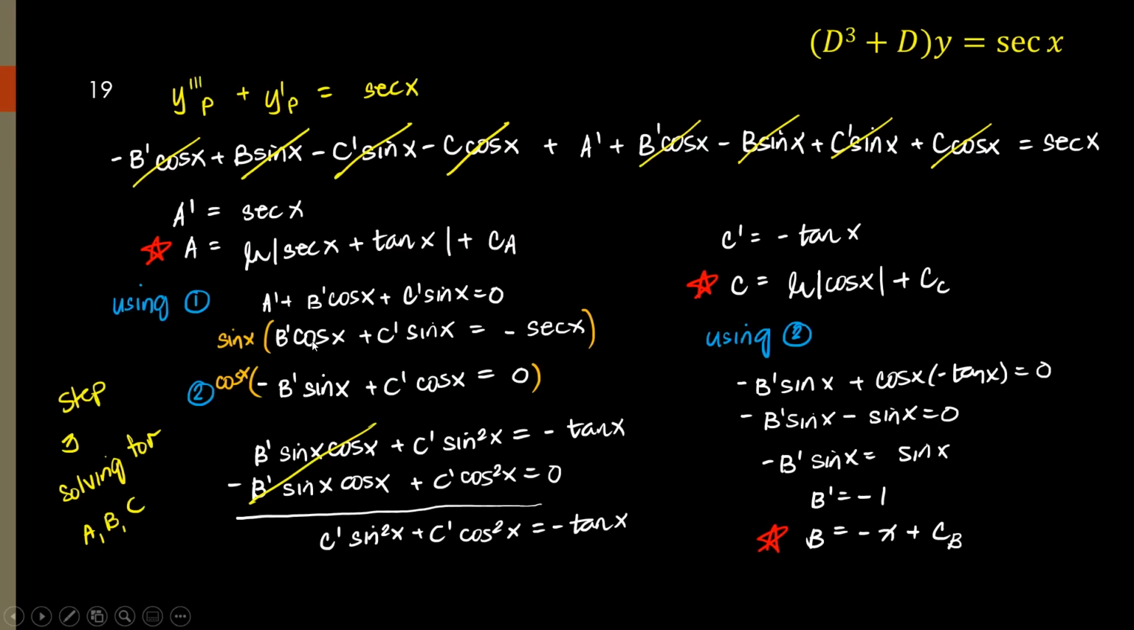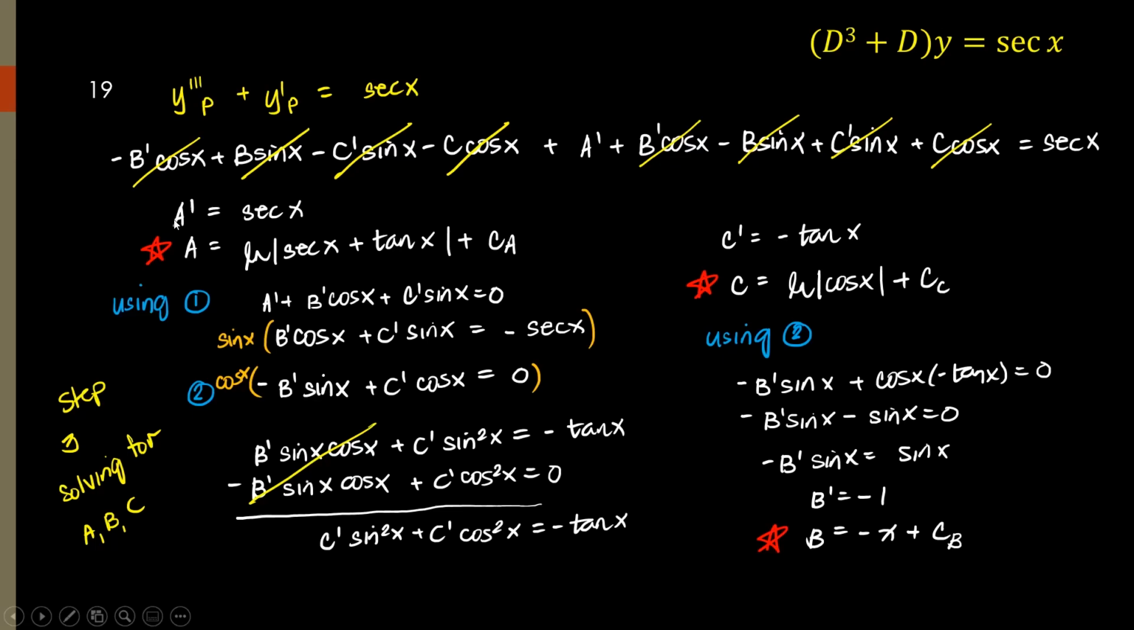And then I choose to cancel the ones with b prime. Therefore, since they are already inverses or negatives of each other, I just multiply this by sine of x, the bottom by cosine of x, I'd be able to cancel that and end up having this. So solving this, I'd end up having c prime is equal to negative tangent of x, or simply c is equal to ln of cosine of x plus constant coming from c.